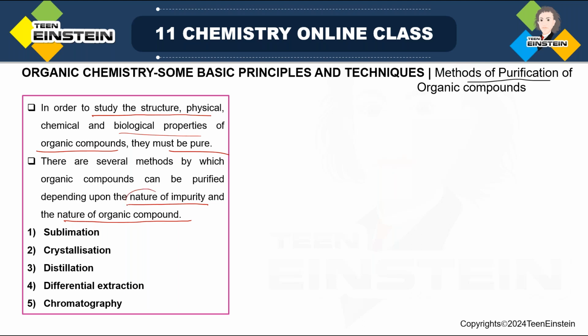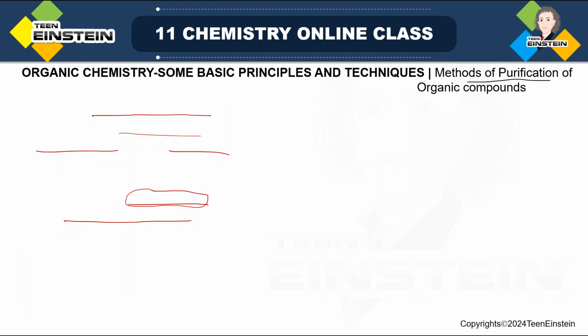Suppose your impurity is water soluble, then one type of method you will apply. Suppose your impurity is very high boiling, then you have to apply something else. So these are the different things based on which we have to decide which method is suitable. Okay. So the first method is sublimation.